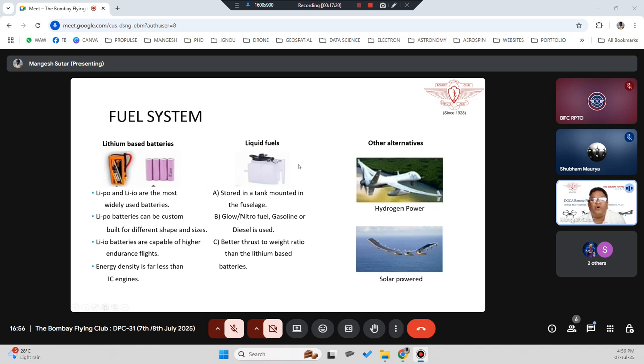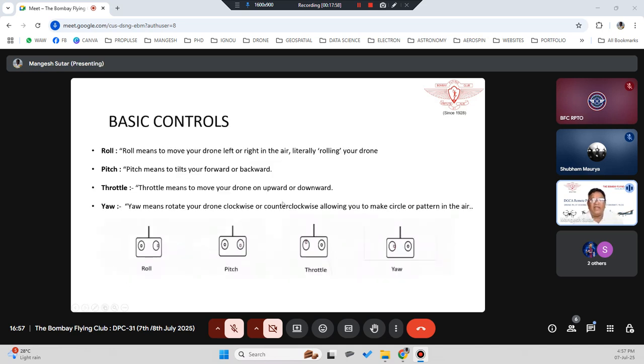There are some alternative options also being planned, currently in prototype and testing, like hydrogen powered fixed wing as well as solar powered fixed wing. But these are still in development or prototype. Some tests have been successful and they're flying, but they're not yet at a level where they can be mass produced and used extensively. So the most widely used is lithium based for smaller flights, whereas for longer endurance you use liquid fuels.